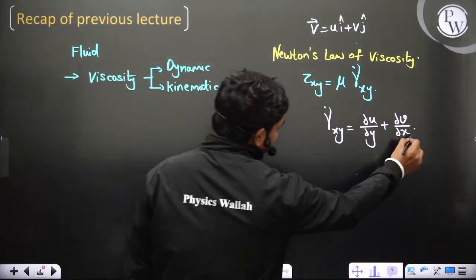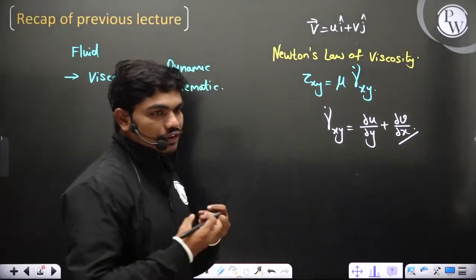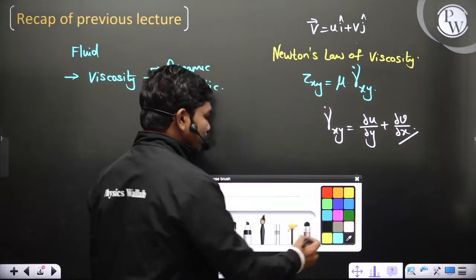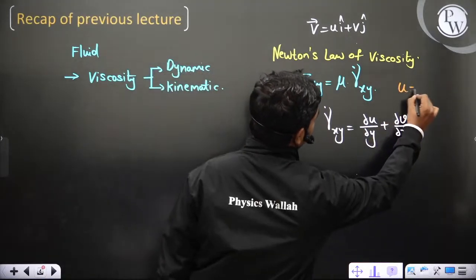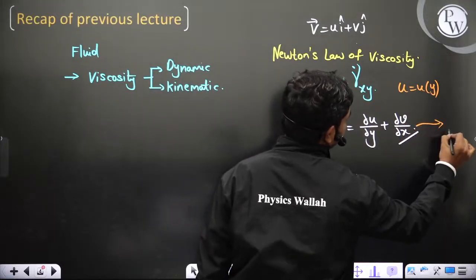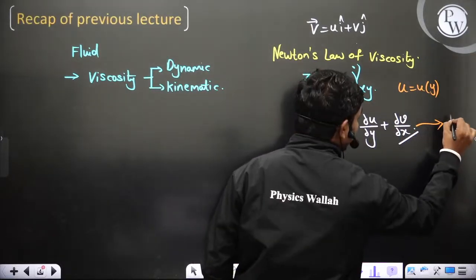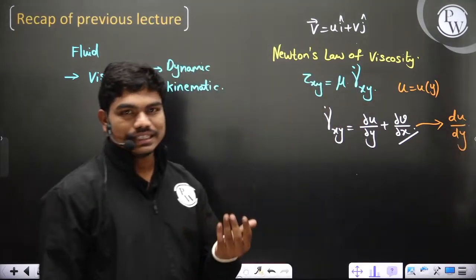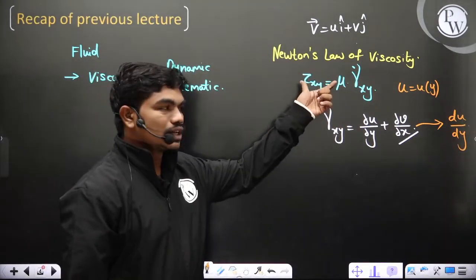So this is dou v by dou x, and if you take only one-dimensional flow, and in one-dimensional flow, if u depends only on y, then this expression becomes equal to du by dy. We have seen these things, and this is the general Newton's law of viscosity.